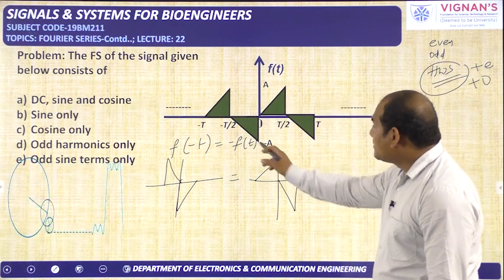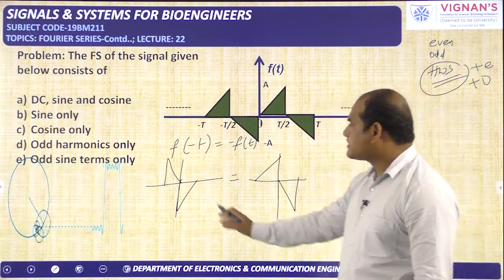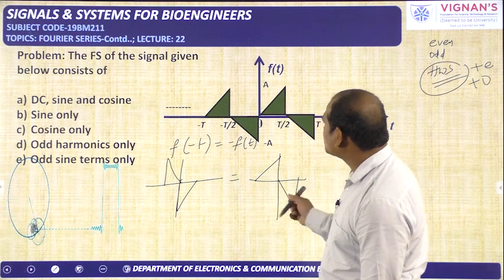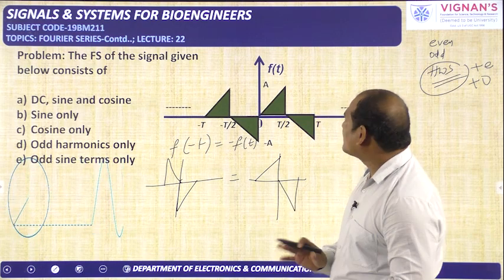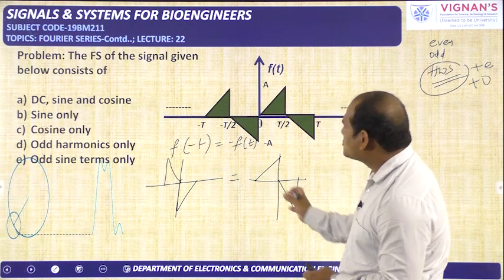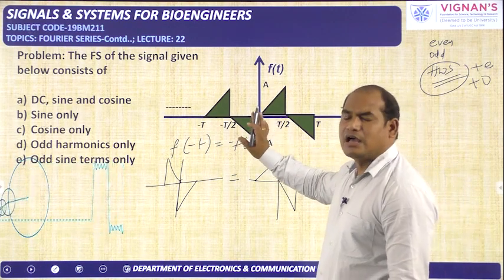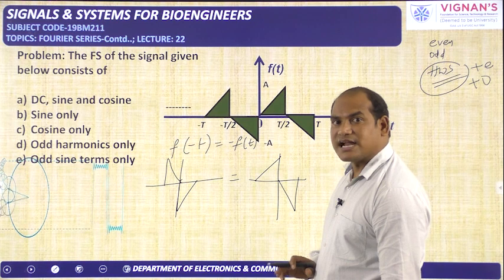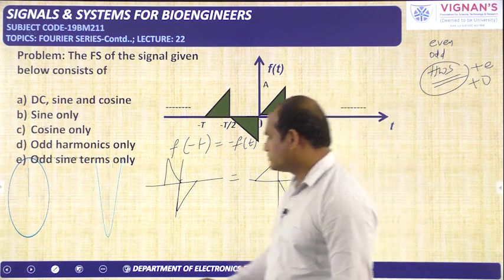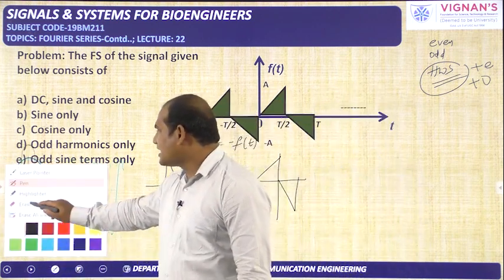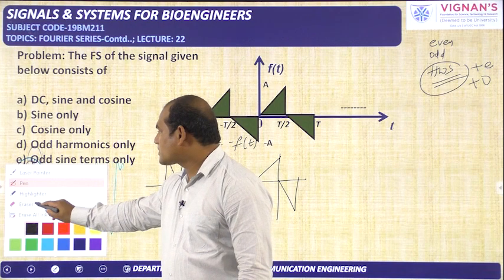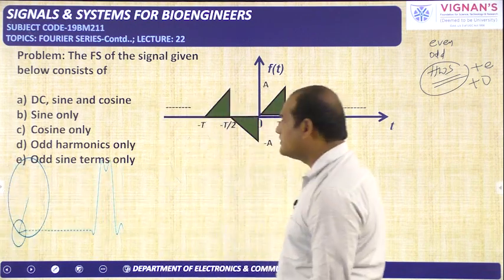Now amplitude reversal we have performed, time reversal we have performed. Now you see these two, whether they are equal or not. These two are not equal. That means it does not have odd symmetry. It is not an odd signal either. So it is not an even signal, it is not an odd signal. It is neither even nor odd.